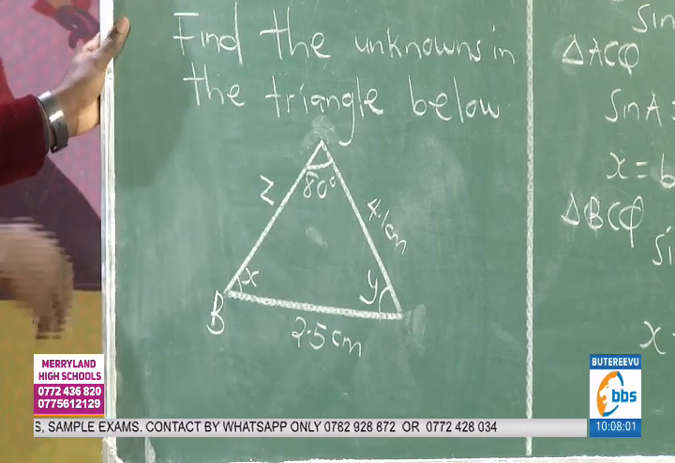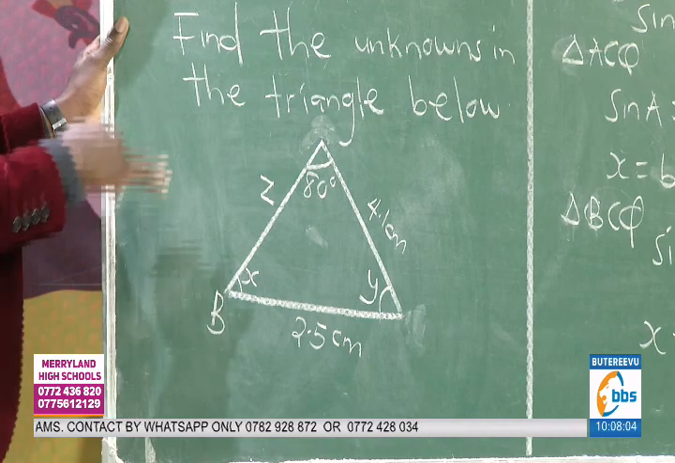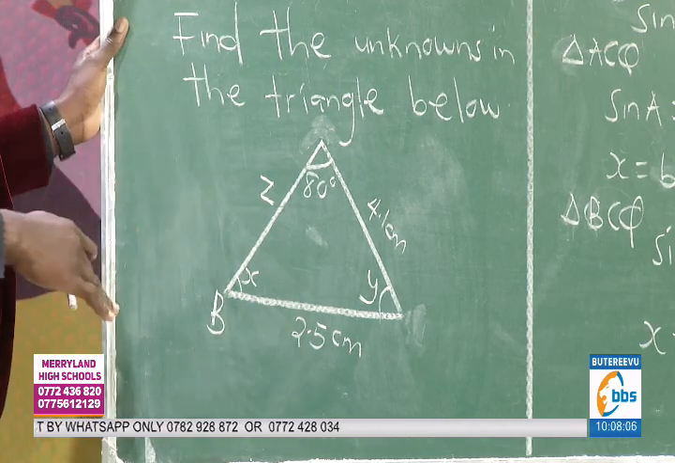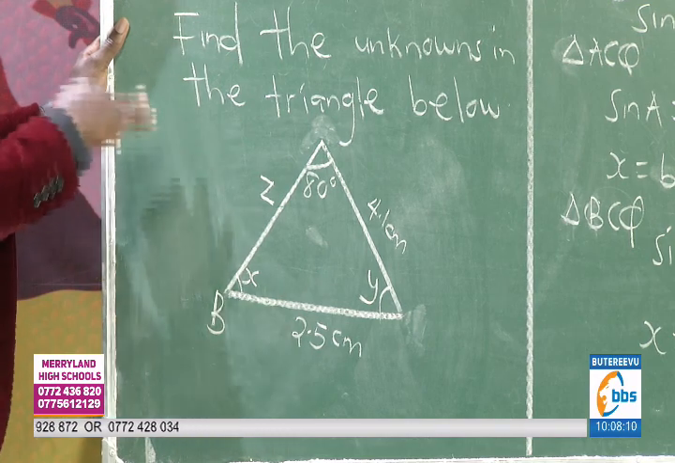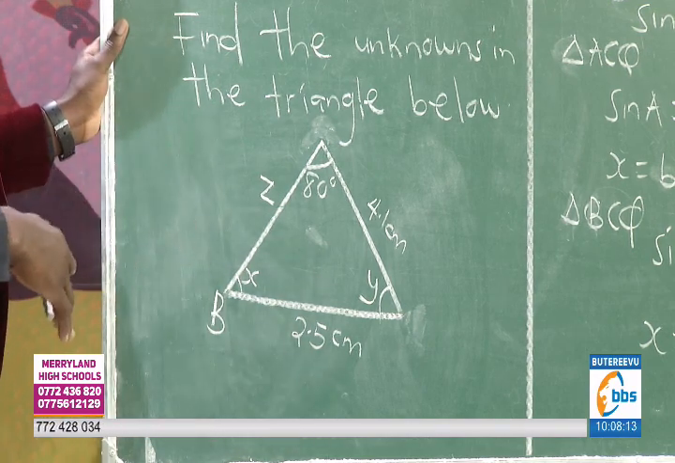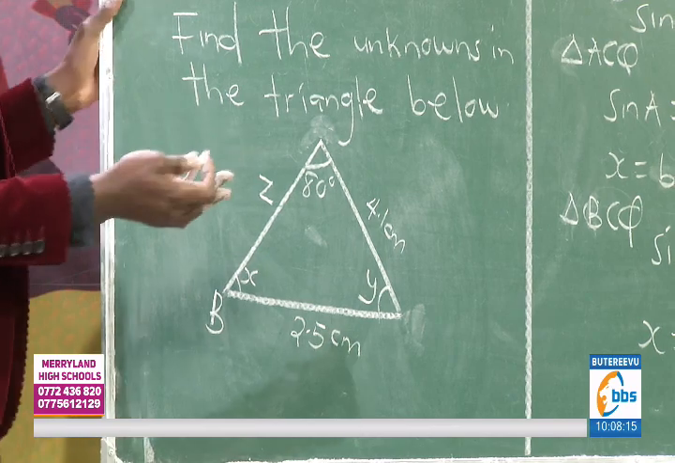Now sometimes they just say solve the triangle. They will give you a few things, like maybe the angle and one side. When they ask you to solve the triangle, that means you need to find everything: the length of every side, and all the angles. So we are going to apply the sine rule now.